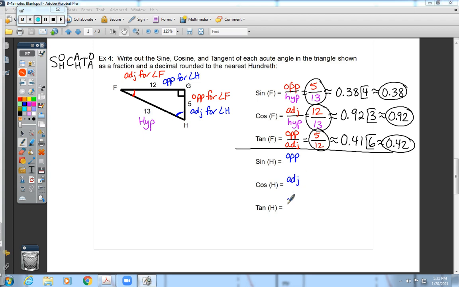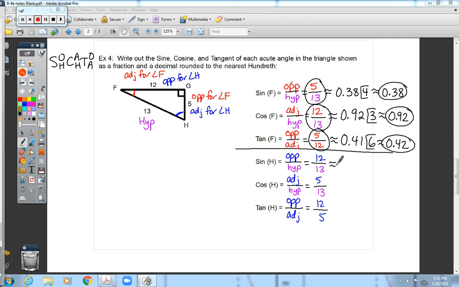I'm going to go in here and I'm going to set up my 3 trig ratios, just like I've done in the previous 2 examples, using my definition SOHCAHTOA. Sine is opposite over hypotenuse, cosine is adjacent over hypotenuse, and tangent is opposite over adjacent. Now again, the big thing here is that while hypotenuse 13 has not changed, opposite and adjacent have changed. 12 is now the opposite, and 5 is now the adjacent. So my fractional answers are there shown.